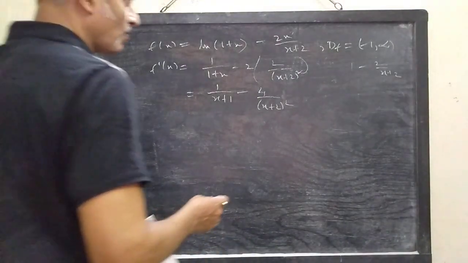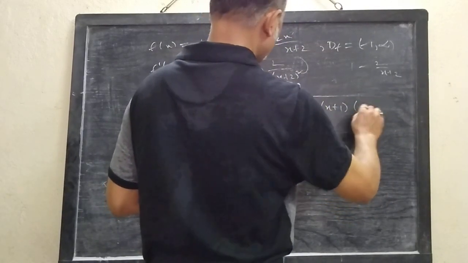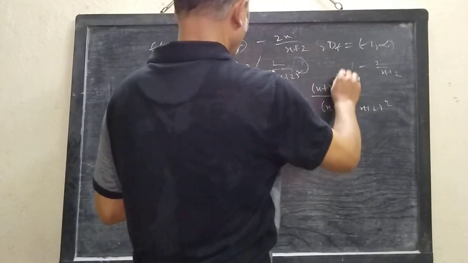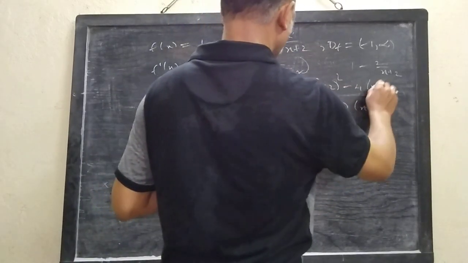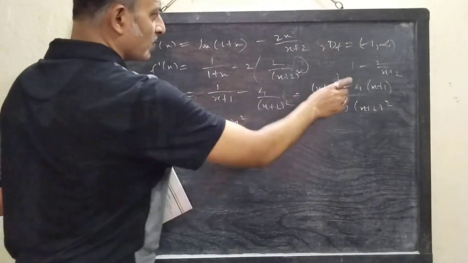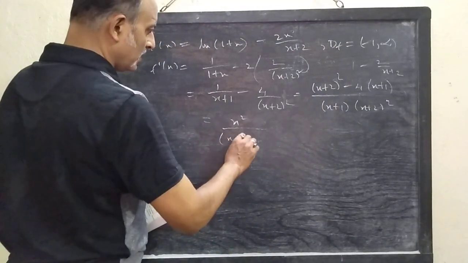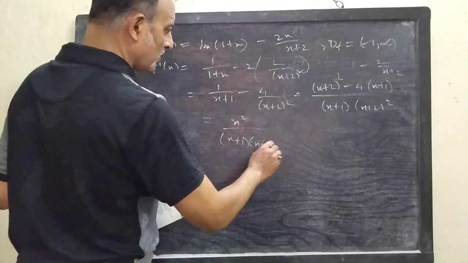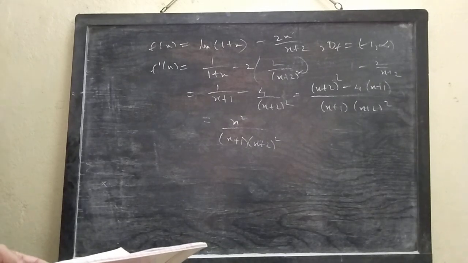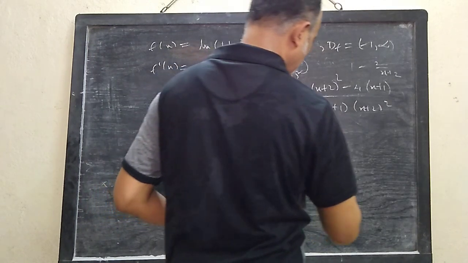Now our LCM is x plus 1 into x plus 2 whole square. This will become x plus 2 whole square minus 4 into x plus 1. This will be x square plus 4x minus 4x cancel, plus 4 minus 4 cancel. So x square by x plus 1 into x plus 2 whole square. Right. Now draw your number line.